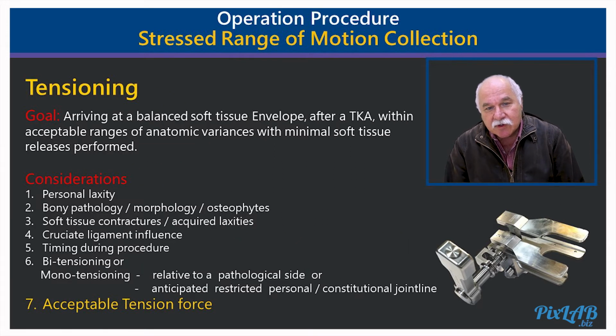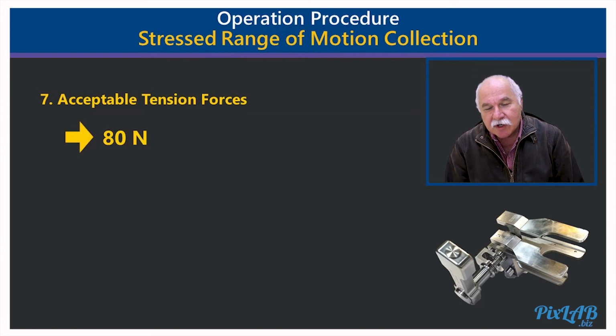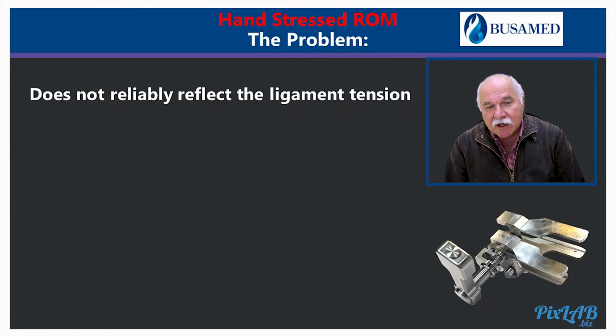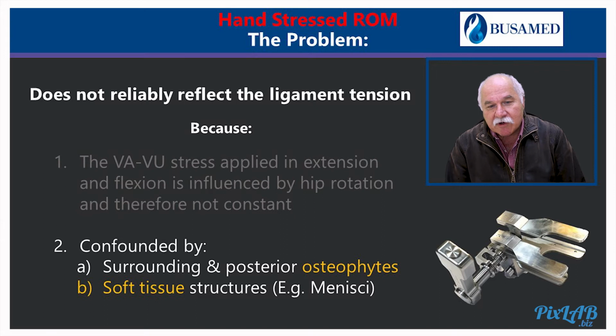Acceptable tension force: in their article, Jeffcote, Beck and Ritchie used a tension force of 80 newtons, although they suggested one a little bit less. Hand-stressed range of motion: our problem is that it does not reliably reflect the ligament tension, because valgus varus stress applied in extension and flexion is influenced by hip rotation, and therefore it's not constant. It's confounded by the osteophytes and soft tissue structures.